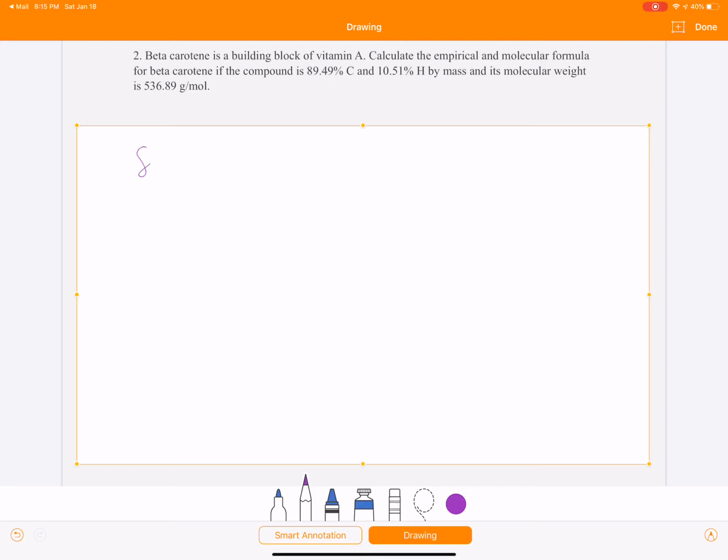So you have 89.49% carbon. Now, this could be considered grams of carbon, but we really want to find the moles. How many moles of carbon are in this compound, or in this percent? So we divide by the molecular mass of carbon, and we get 7.54 moles of carbon.